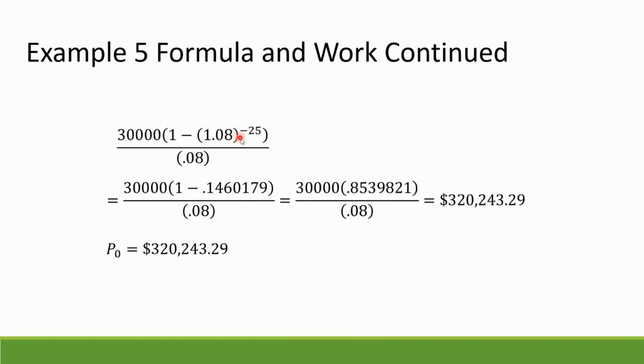So from here, we have this. 1.08 to the negative 25 is equal to this here. And then we do 1 minus that. That's how we get here. Now, remember, we're doing parentheses first. Now we multiply and divide. All together, we're going to get this.